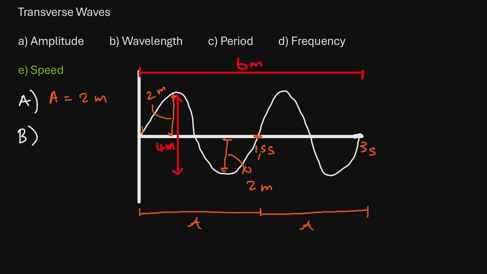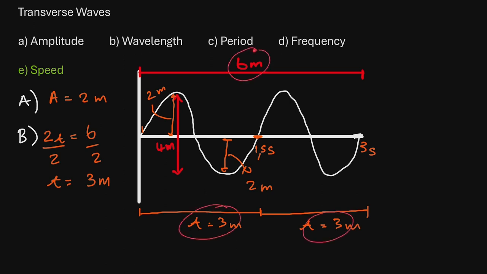Do you see now this distance of 6 meters is equivalent to 2 wavelengths because it's the total length of 2 waves. So to give the value of the wavelength, we are going to say 2 waves are equal to 6 meters. To determine the wavelength of one wave, we divide both sides by 2 and get that the wavelength is 3 meters, which is 3 meters here and 3 meters here. So when we add them together, they give us the total distance.